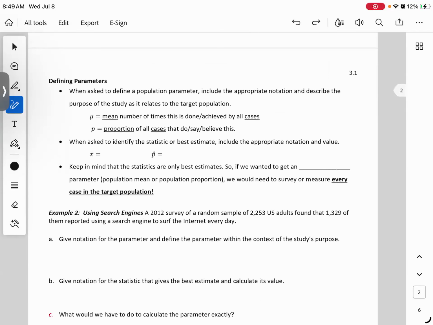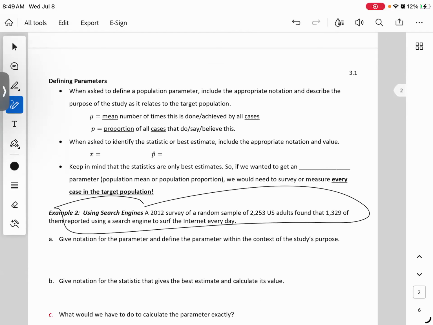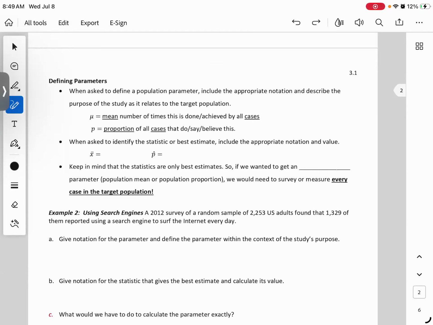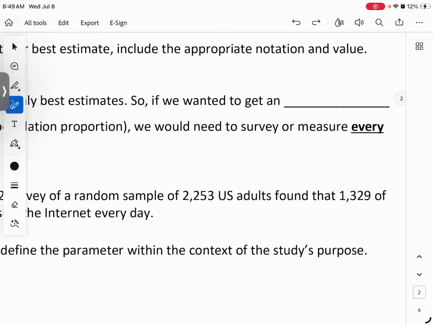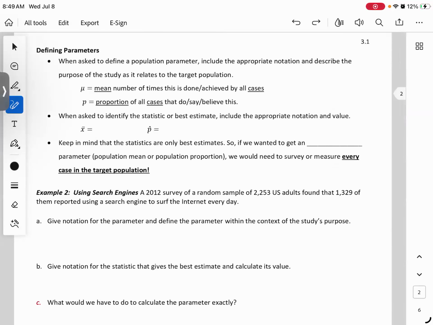Now, I've also learned that one of the best things I can do is give students a template. So in this little study here, it says that in 2012, they did a survey, and the survey was just based off of a sample of 2,253 US adults, and they found out that 1,329 of them reported using a search engine. So that many people said that they were on the internet every day. All right. Now, what we're going to do with this, whenever we talk about what the parameter was, like give notation, parameter, define the parameter, is you're going to use one of these two as a template.